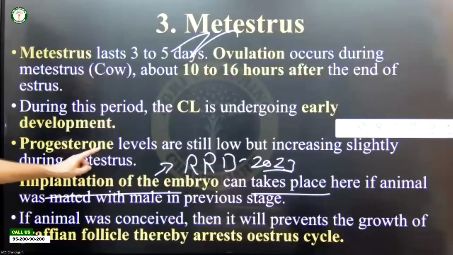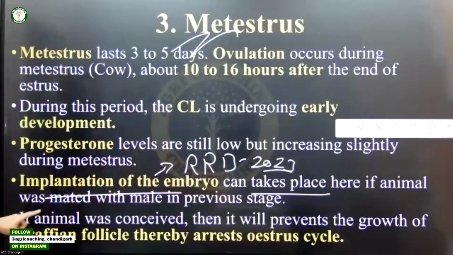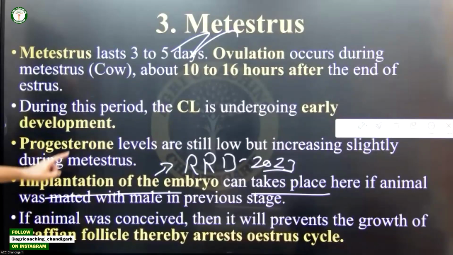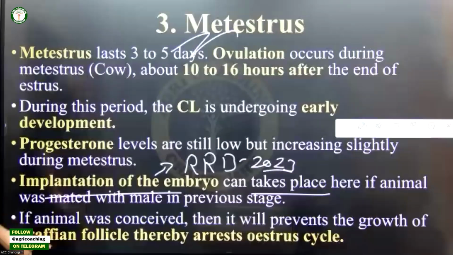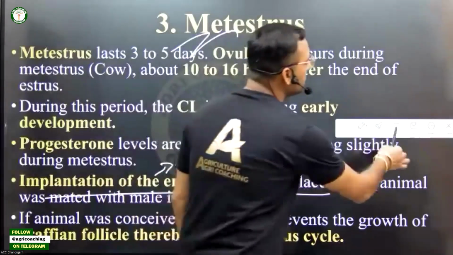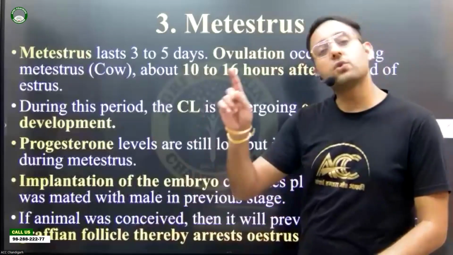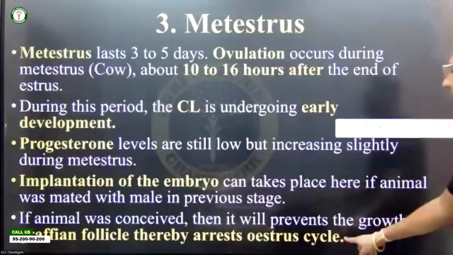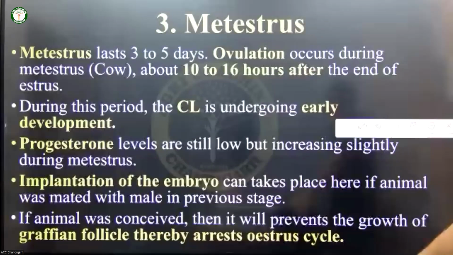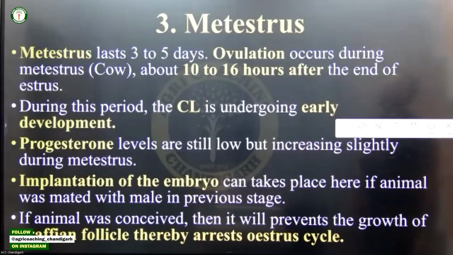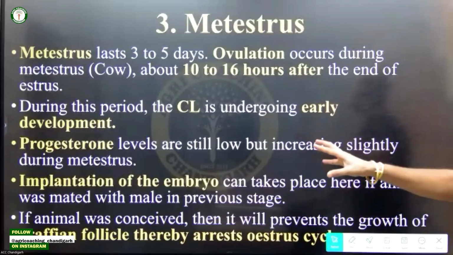if the animal was conceived, means the animal is fertilized, then it will prevent the growth of Graafian follicle. If the growth of Graafian follicle is prevented, estrogen will not come. If estrogen will not come, that means it arrests the estrous cycle. Arrest means it will stop the estrous cycle until the pregnancy is over. So now the pregnancy starts. Why? Because the animal is pregnant.